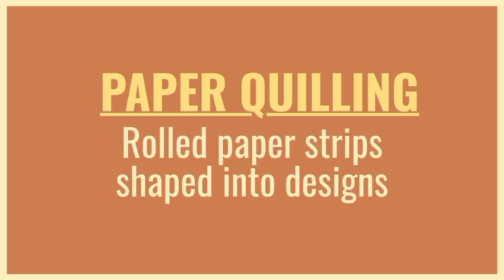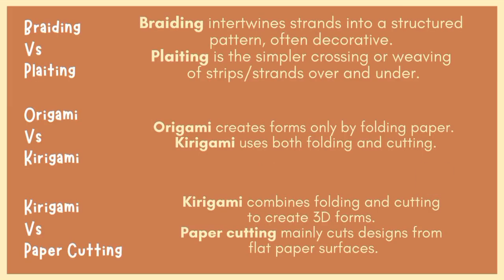Next we have paper quilling. You roll paper strips and shape them into designs. Braiding versus plaiting: in braiding you intertwine the strands into a structured pattern and it looks decorative. Plaiting is a simpler version of intertwining or weaving the strips in an over and under pattern. So you put one strip under, the next over it, the next under it. There are different types of plaiting, but yes.